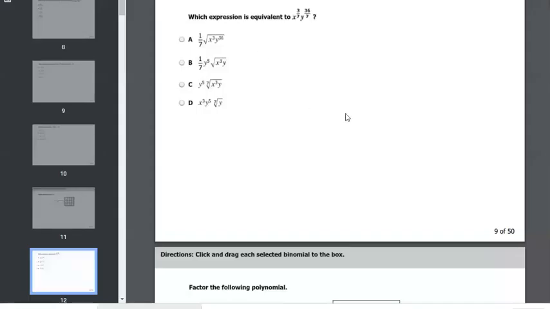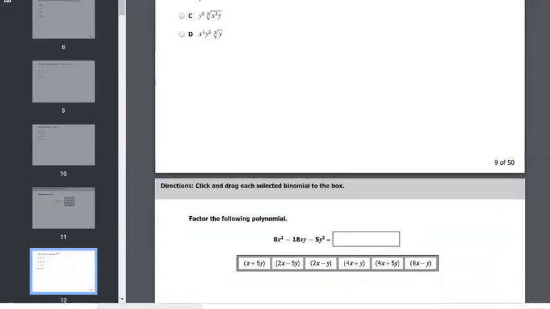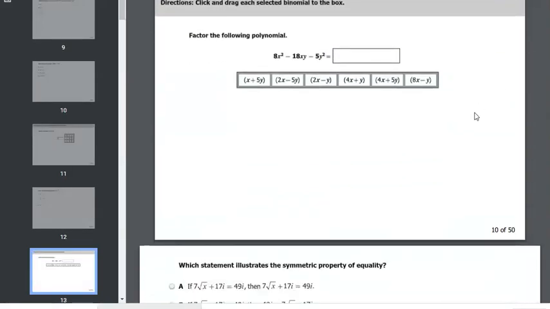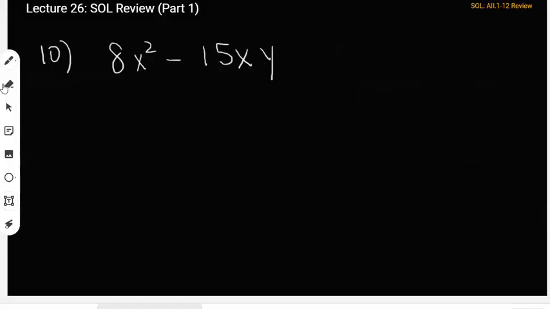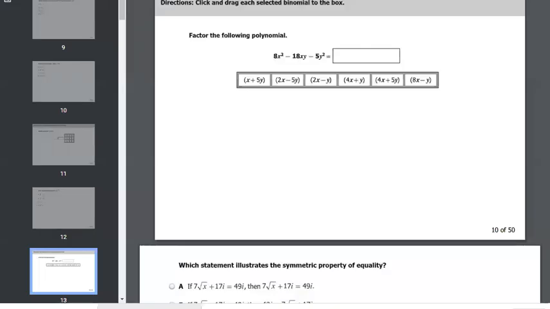Let's look at number 10 now. Number 10 says, factor the following polynomial. I have 8x squared minus 18xy minus 5y squared.